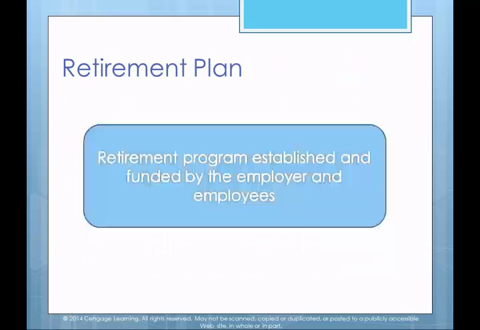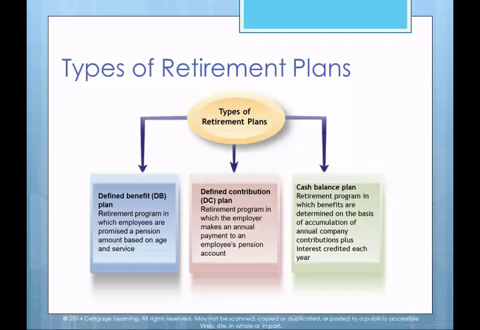So what's a retirement plan? A retirement plan or retirement program is established and funded by the employer and the employees. And there's three types. What we call a DB plan, a DC plan, and a cash balance plan. And the DB plan is a retirement program in which employees are promised a pension amount based on age and service.